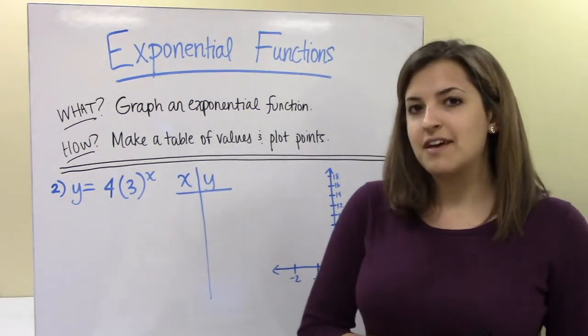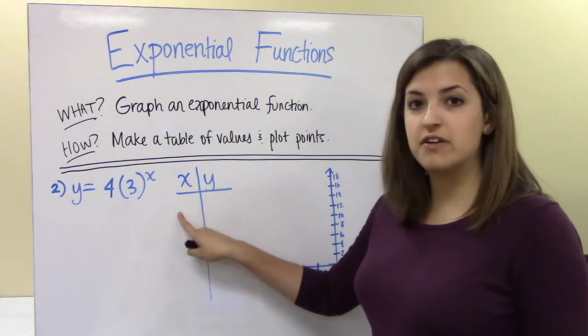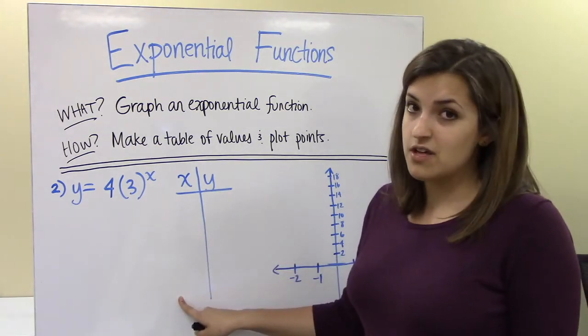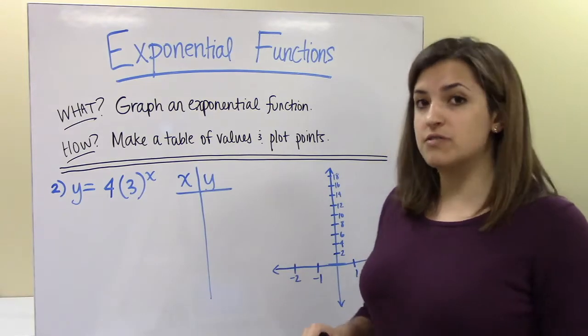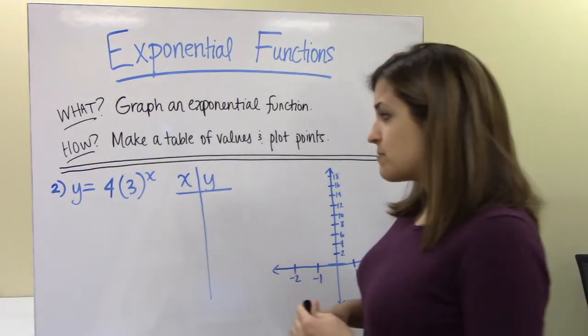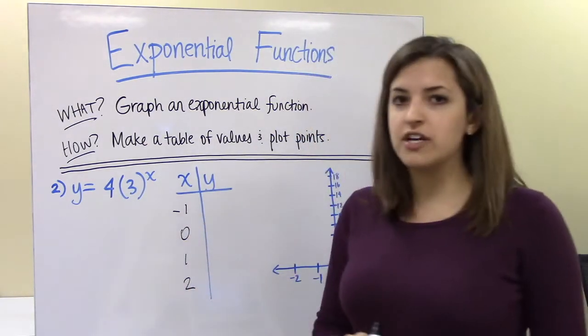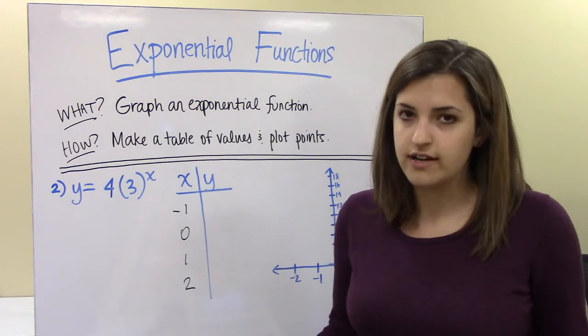So the great thing about exponential functions is that you don't have to do all the work to figure out what numbers are going to go in the x column. We're pretty much going to be centered around 0. So you want 0 to be somewhere in the middle here. I'm just going to pick -1, 0, 1, and 2. And that should give us a pretty good idea of what our graph is going to look like.